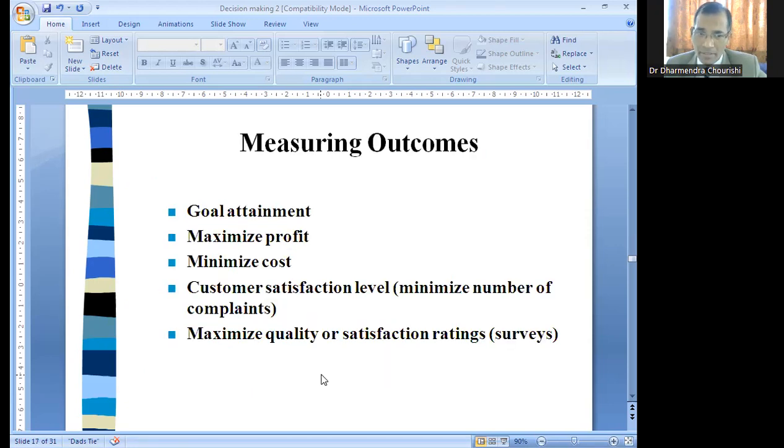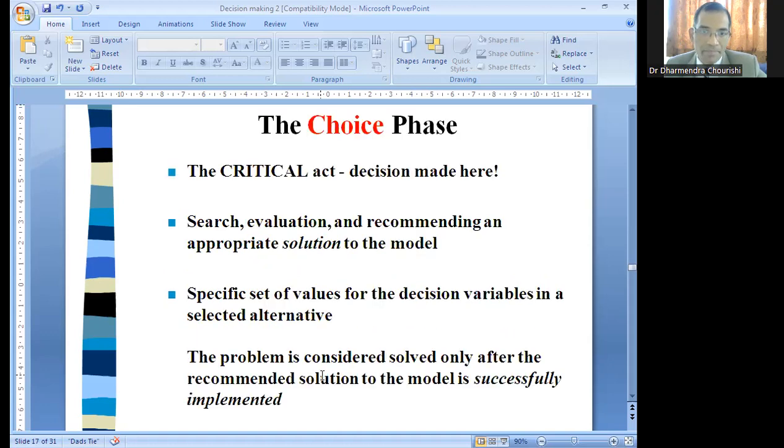Measuring outcomes as well: goal attainment, maximizing profit, minimizing cost, and finally the customer satisfaction level should be measured. One more thing, maximizing quality or satisfaction rating as well. We can go for a survey or some research as well.